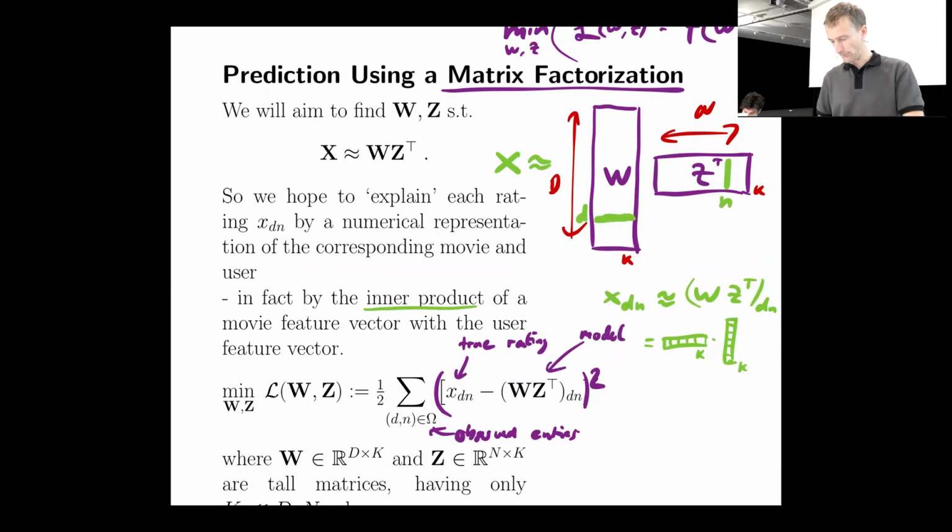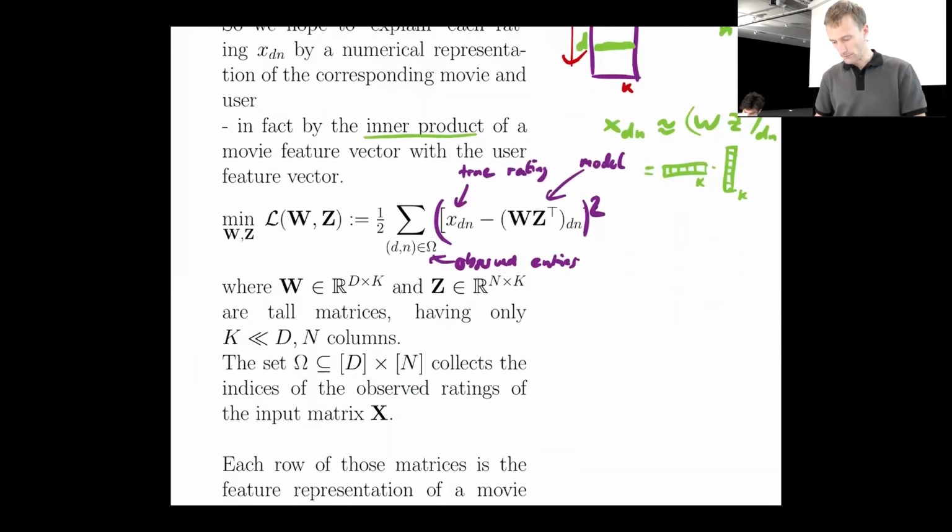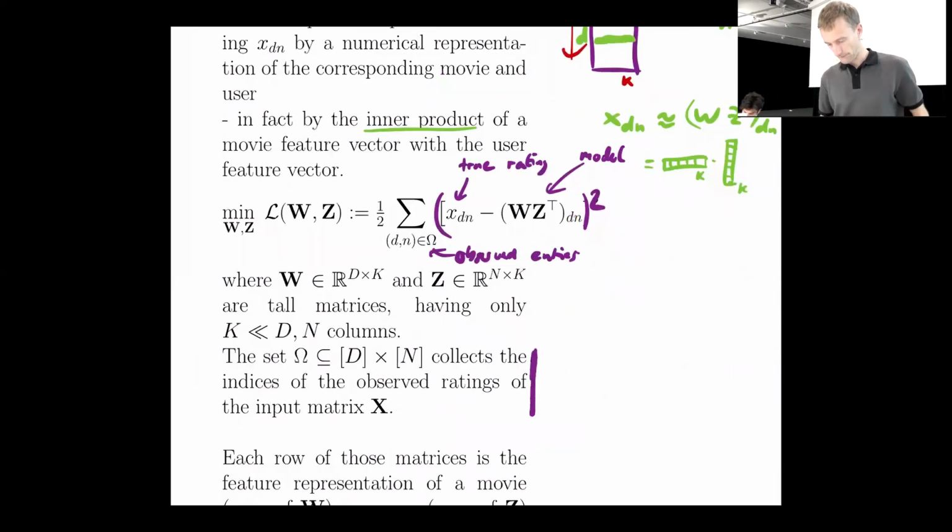So model is just W times Z. And omega is the set of observed entries. So that's here. Is there any question on this?